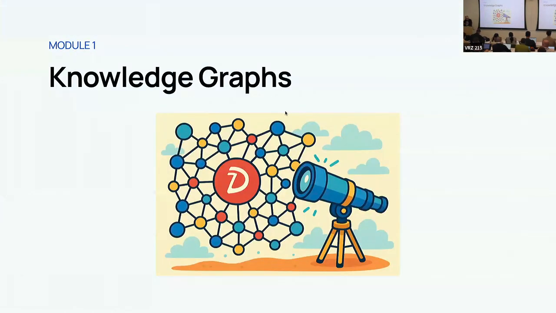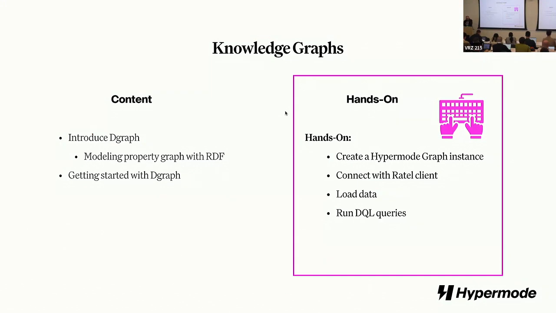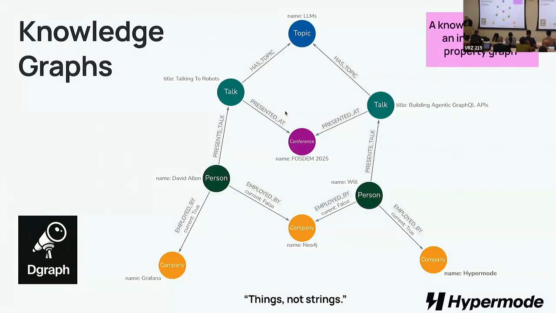Cool. So let's talk about graphs. In this section, we're going to talk a bit about Dgraph, some interesting characteristics of Dgraph, and then for the hands-on section, we're going to launch a Dgraph instance on Hypermode. There's a free tier on Hypermode. There's a Docker script in the repo. I wouldn't recommend that just because I have it set up to work with Hypermode graph. So if you want to follow along, that's the easiest way. We're going to load some sample data and then write some DQL queries, which is the Dgraph query language.